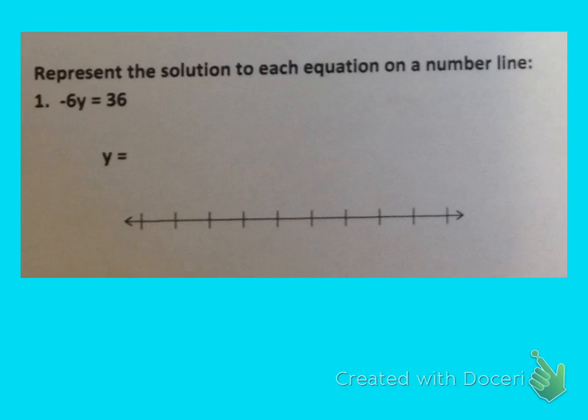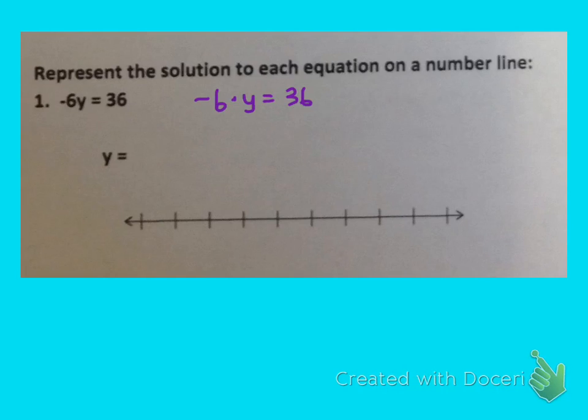Let's try another one. Represent the solution to each equation on a number line. So for all the following problems, that's what we're going to do. This one says negative 6y equals 36. Now remember from your lesson the other day that this means negative 6 times y equals 36. And we need to think, what number times negative 6 equals 36?